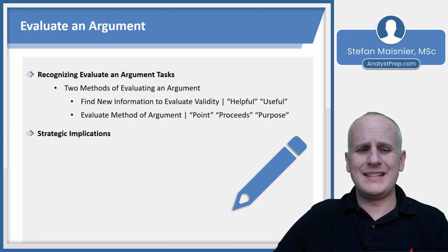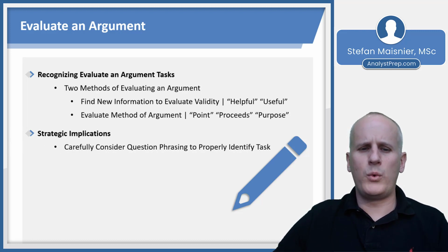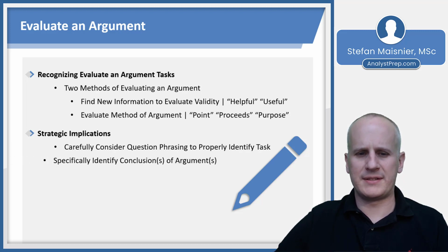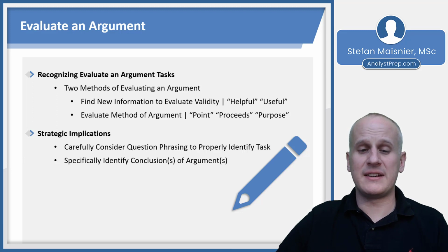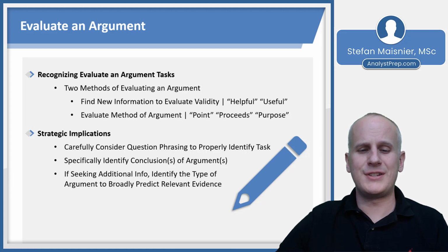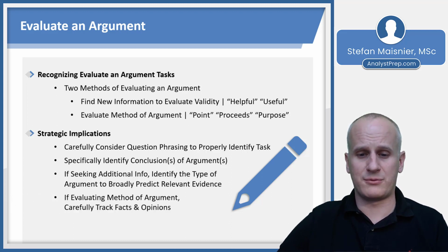And then for the strategic implications, we need to carefully consider the question phrasing to properly identify what type of evaluation is being required by this task. You'll want to specifically identify the conclusion or multiple conclusions of the argument or arguments, and that's because sometimes there's more than one speaker for evaluate the argument tasks. If you're seeking additional information to help you evaluate the argument's validity, you'll want to identify the type of argument, as you do normally, to try to broadly predict relevant evidence.